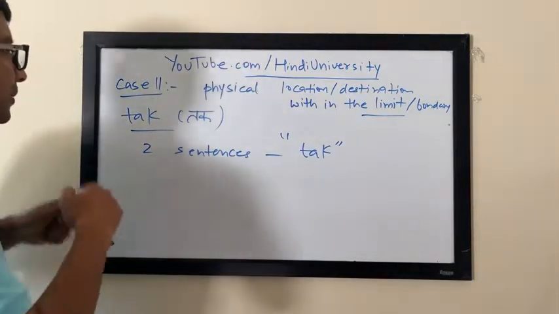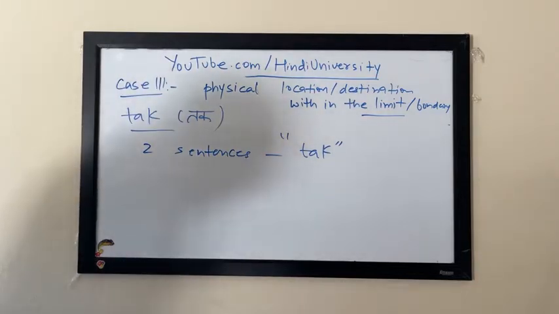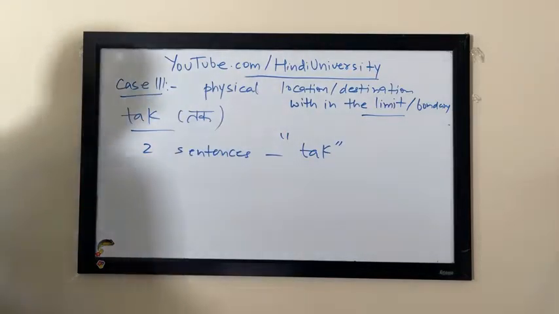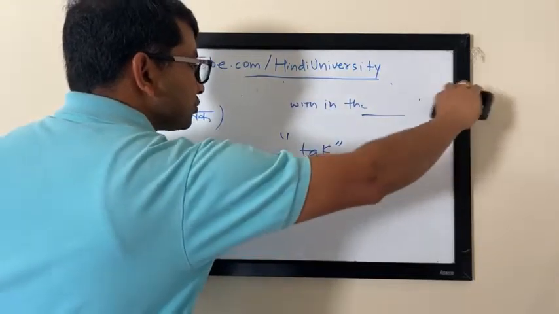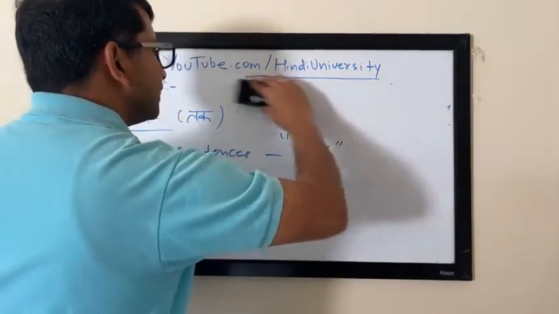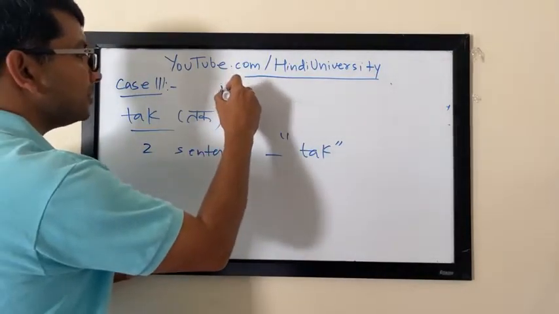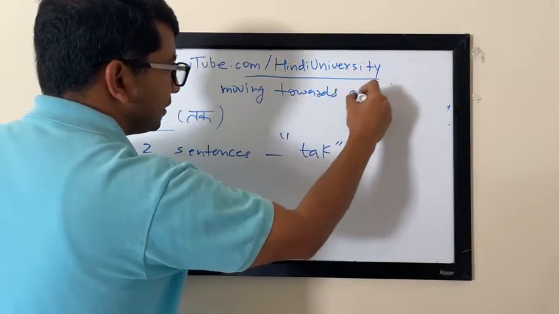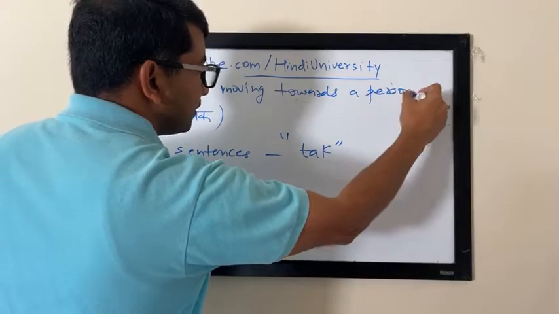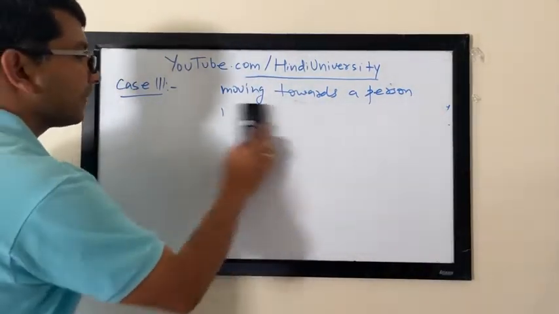If there are no questions or thoughts, I'm going to move toward case number 3, which is so far it was about physical location or destination. But what if you are moving towards a person rather than a physical location or destination? So in many ways, it's animate objects rather than inanimate objects. So you are moving towards a person. So rather than buildings or these destinations, it's towards a person.